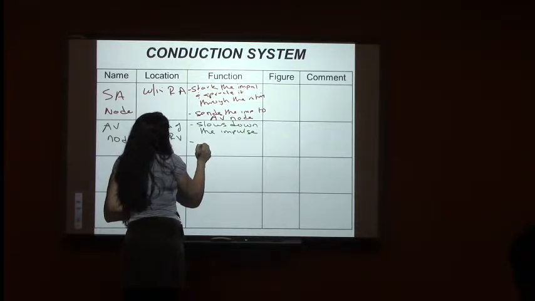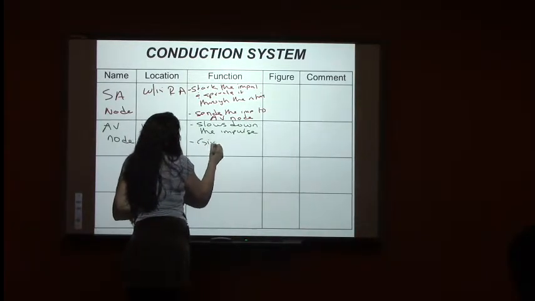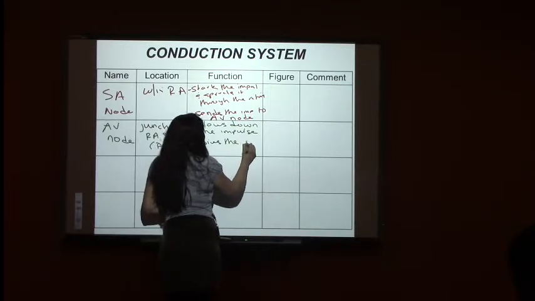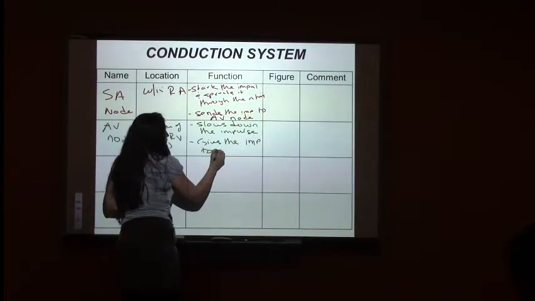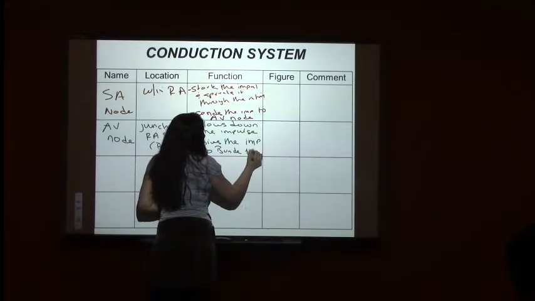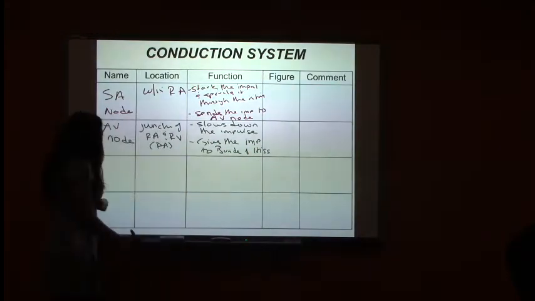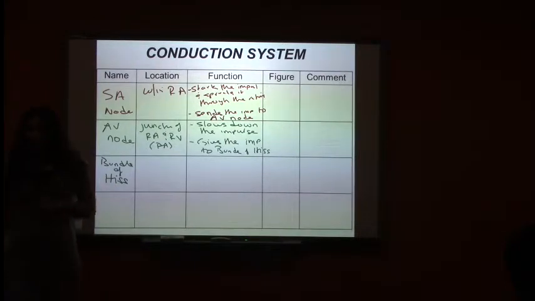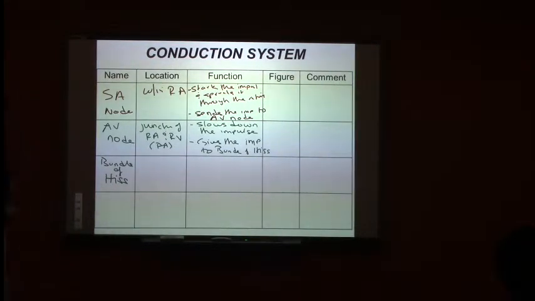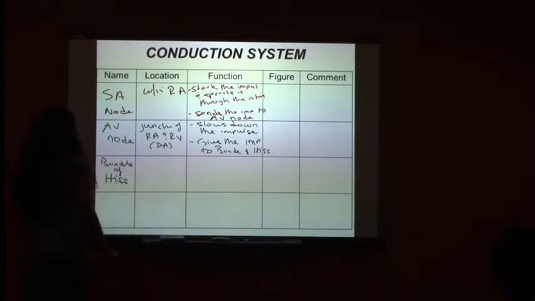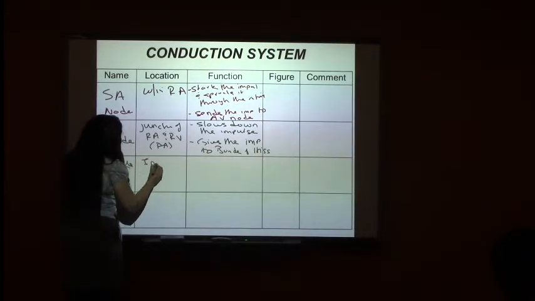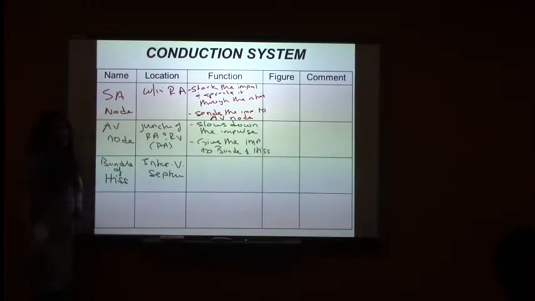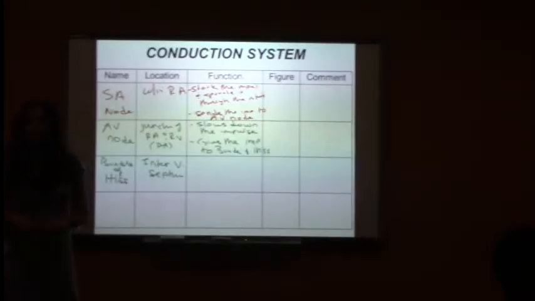Transfers or gives the impulse to bundle of His. So the third segment is bundle of His. Location of the bundle of His: interventricular septum. So the bundle of His is located within the interventricular septum.